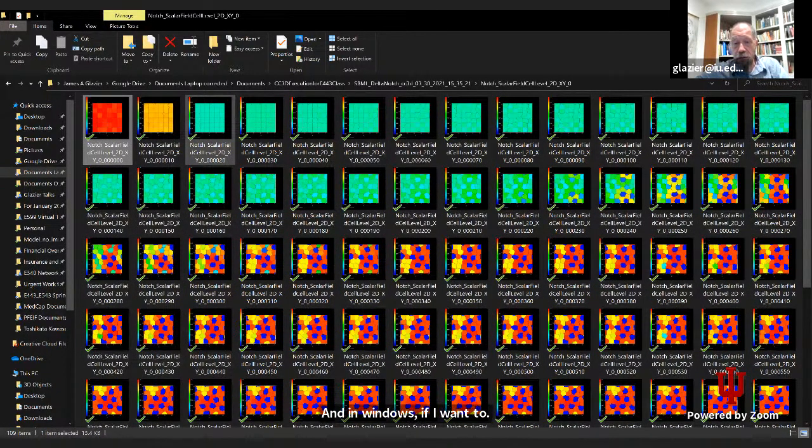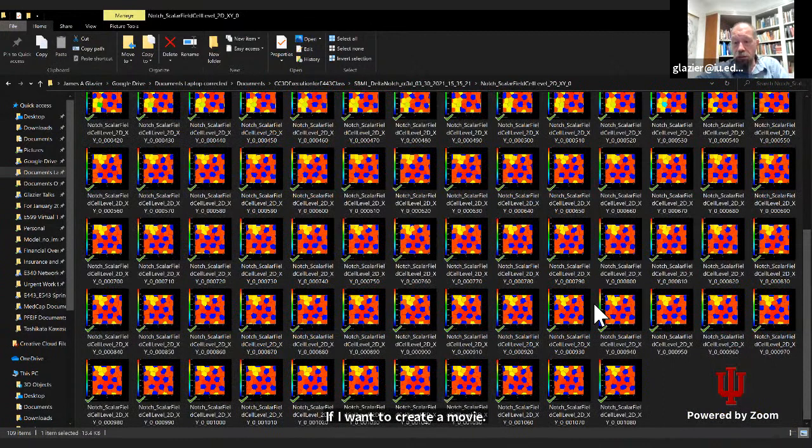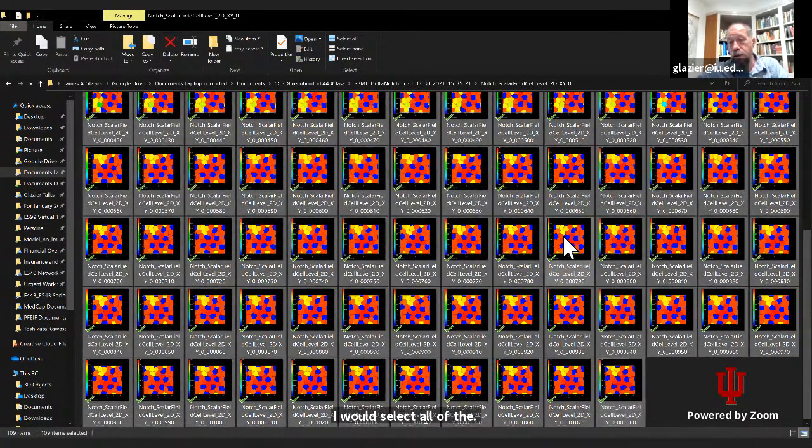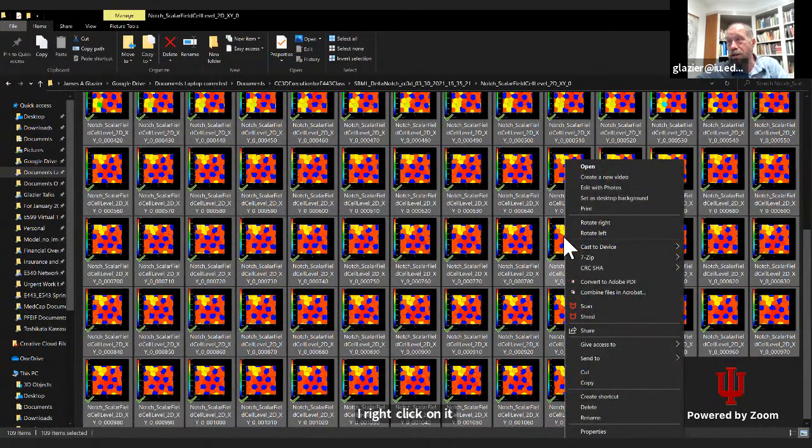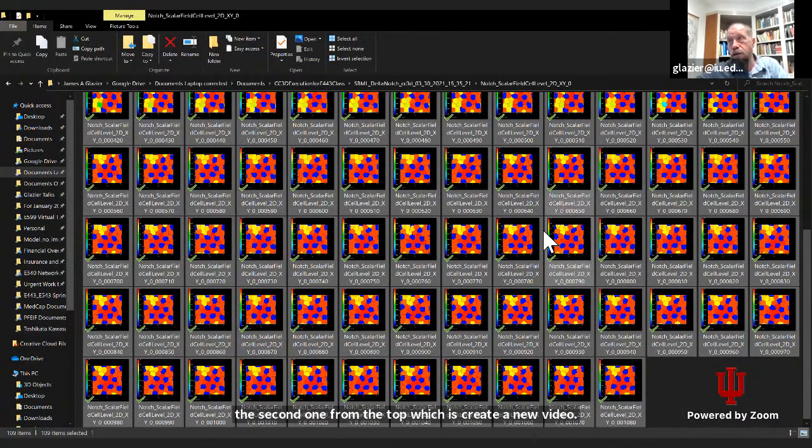create a movie, I would select all of these. I right click on it. You probably can't see the right click that I'm doing. Under Windows, I have an option, the second one from the top, which is create a new video. If I click on create a new video, it's thinking for a minute. Let's see, has it done it? Yeah, okay.